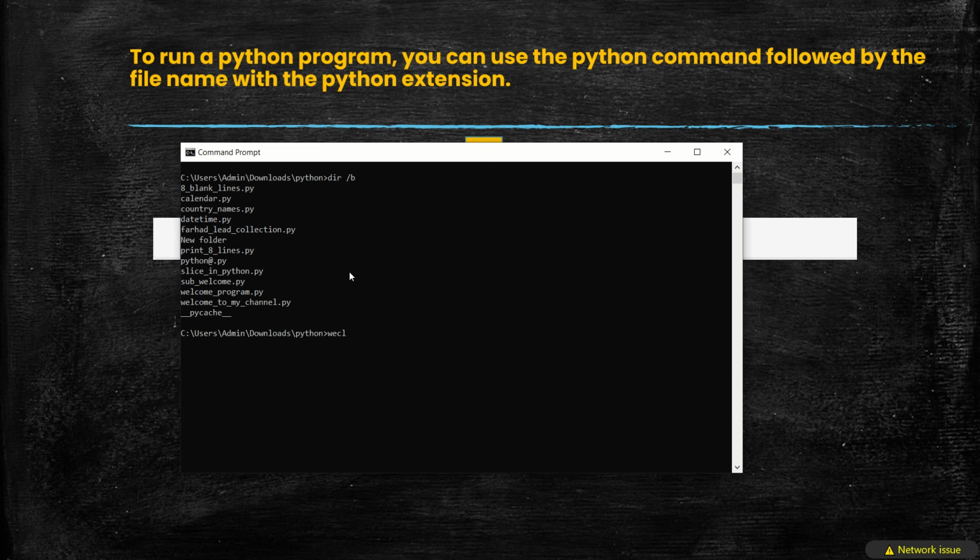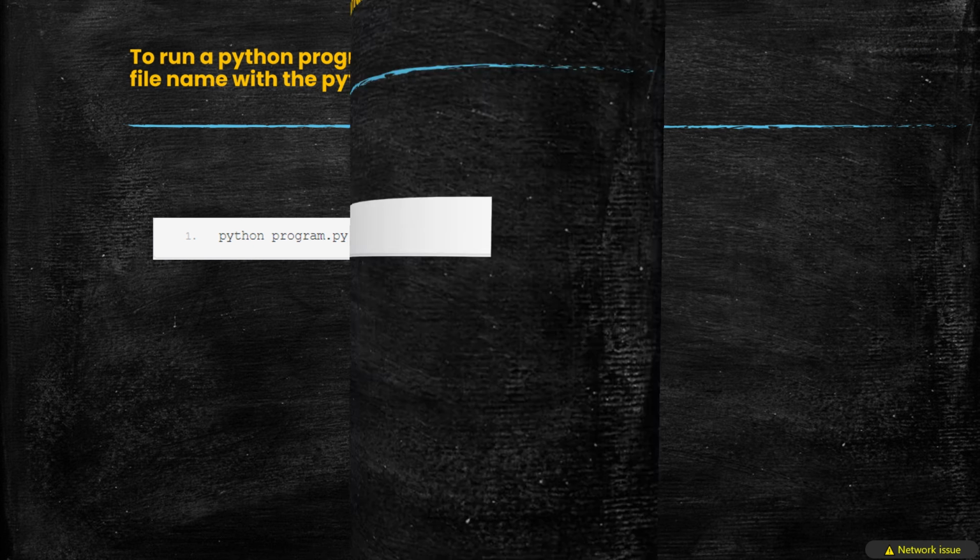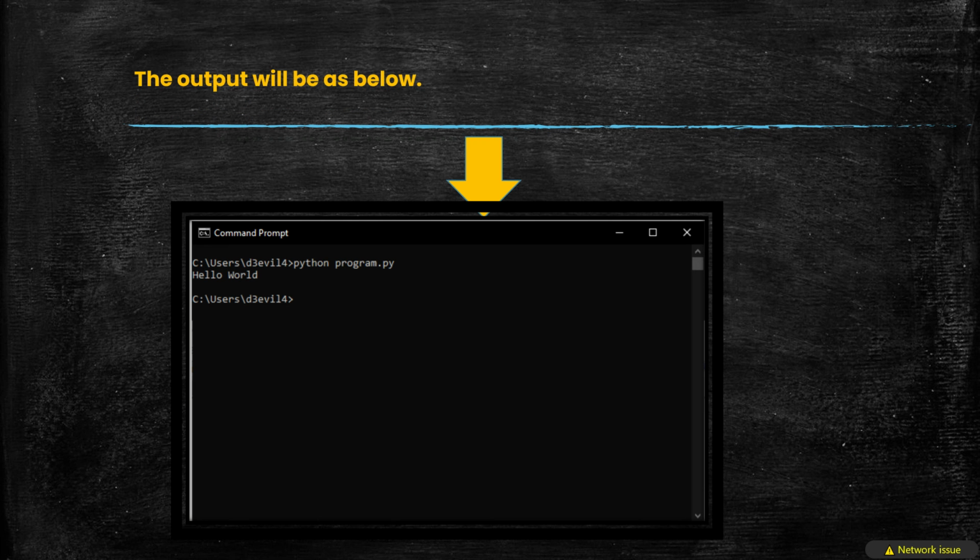Let's suppose I type the welcome program. In this file we have print hello, welcome to my YouTube channel, so it will appear as it is. It's very simple, it's very easy. Whatever is inside the file, you will see accordingly. It's very easy.